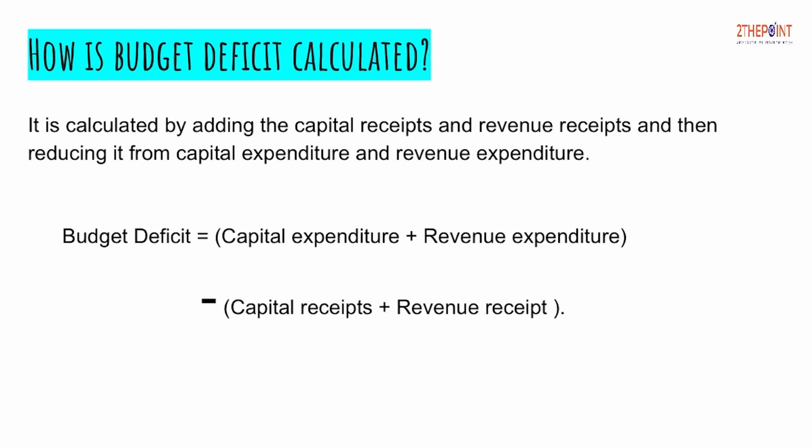Moving on to the next slide, which talks about how it is calculated. As I have told you, in case of budget deficit, we take the total of expenditure and the total of the revenues. And what is the total of revenue? It is the capital receipts plus revenue receipts. And what is the total of expenditure? It is the capital expenditure plus the revenue expenditure. And we subtract this way, and the figure that comes is the budget deficit.